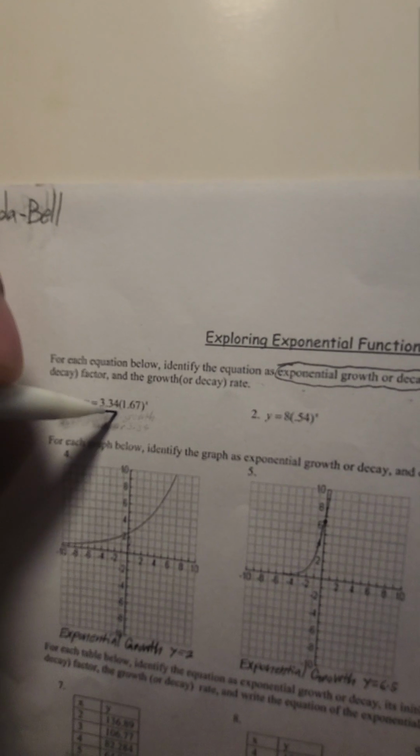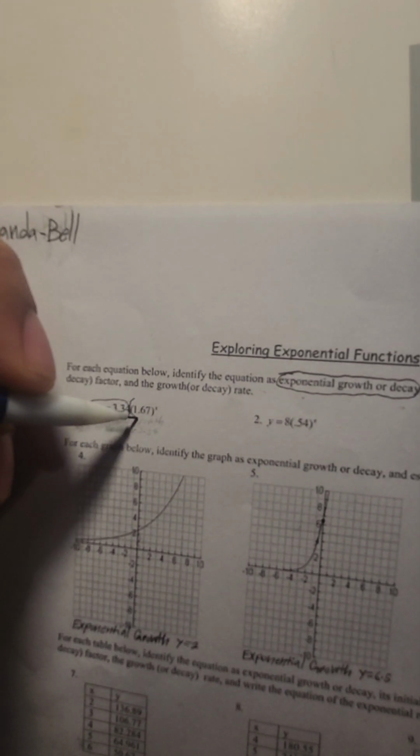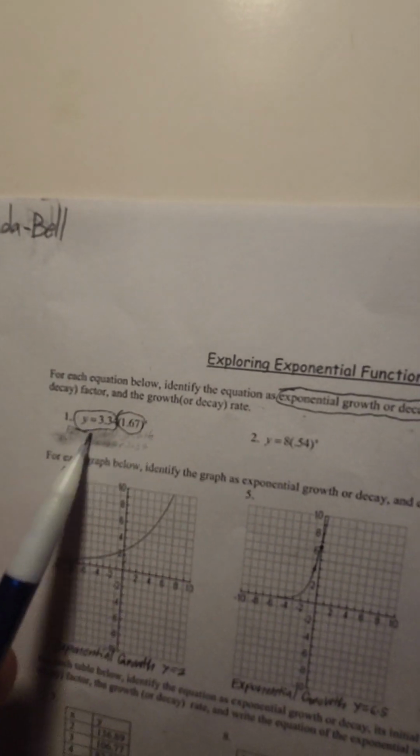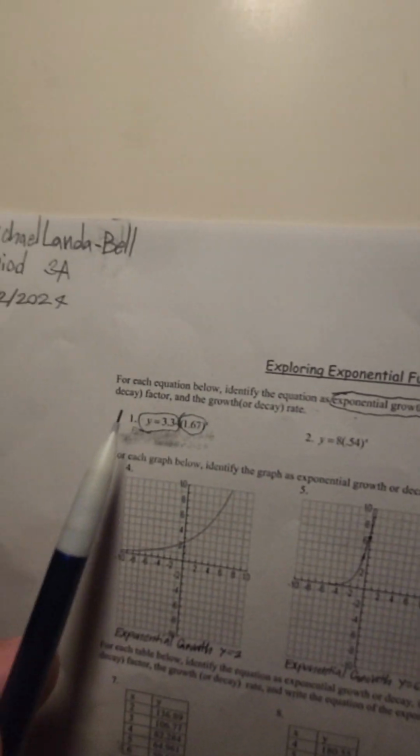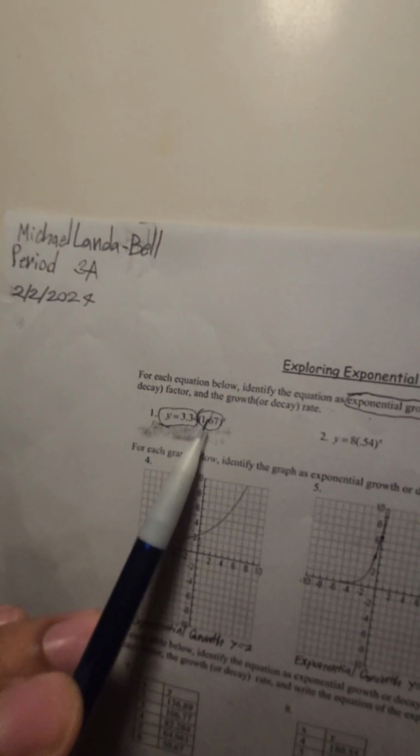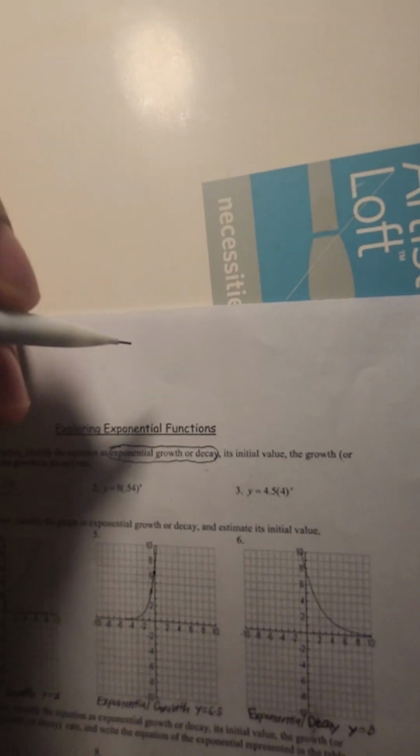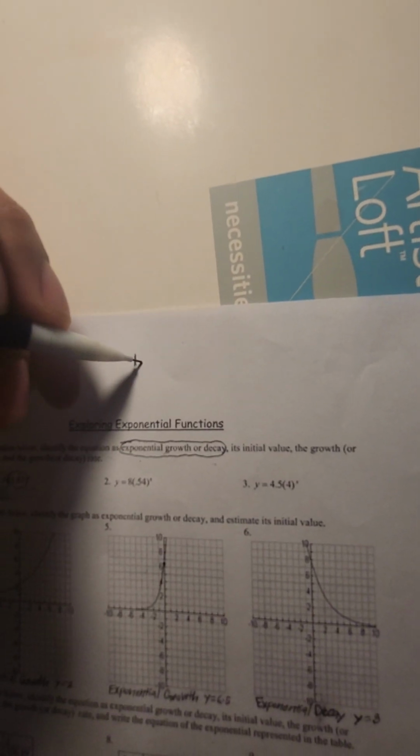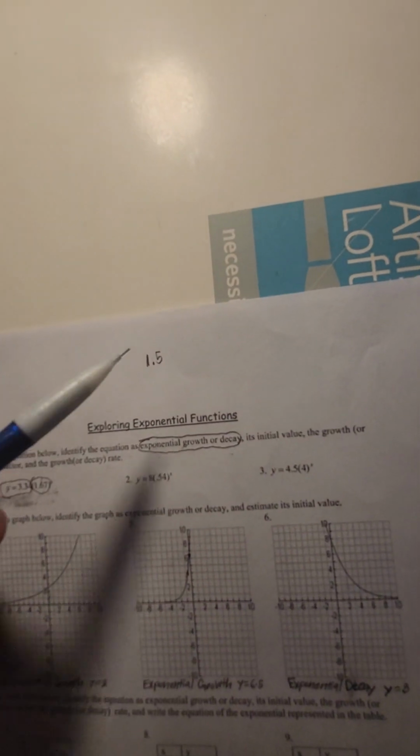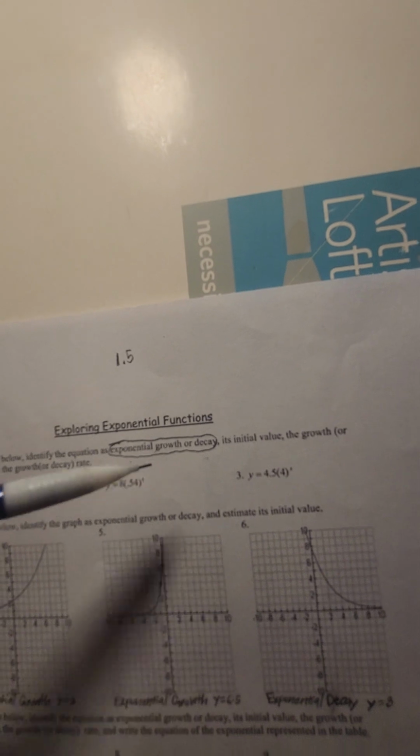They give us y equals 3.34, and they give us 1.67 in the parentheses. So these are two separate numbers and they mean two different things. Right now we're just focusing on this number right here. So the way to find exponential growth or decay, for example, if we were to have a number like 1.5, I know that's exponential growth because the number is more than one.